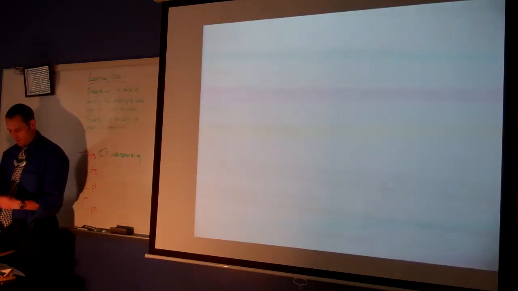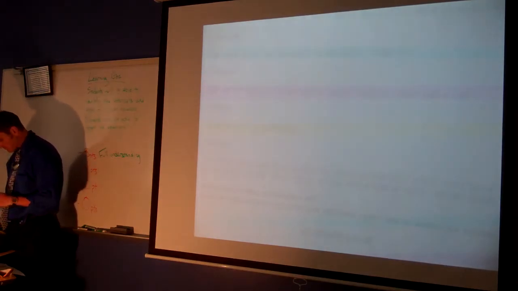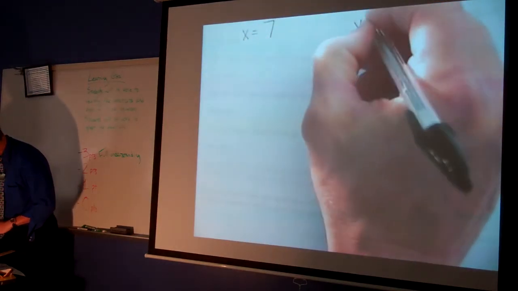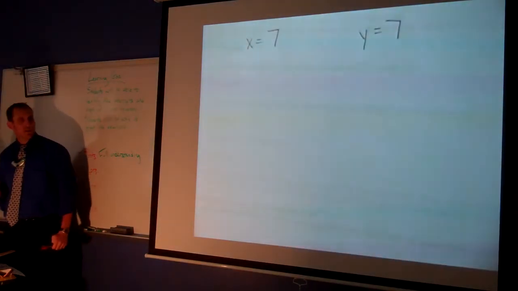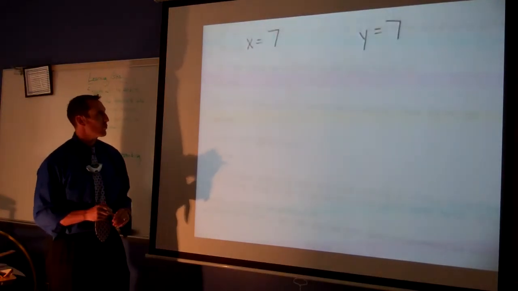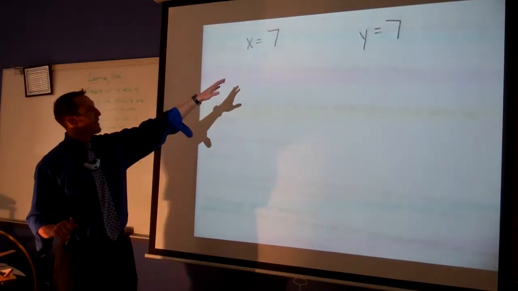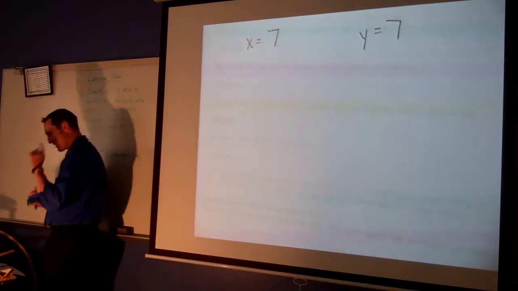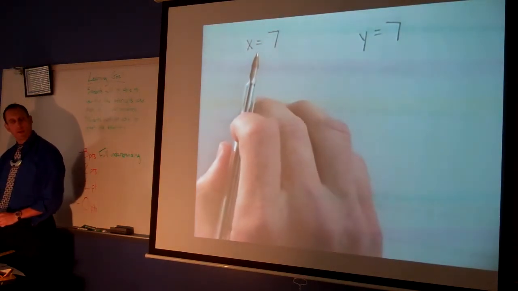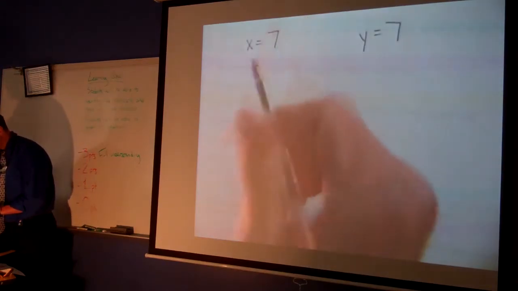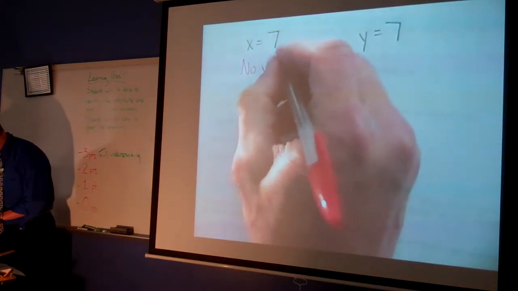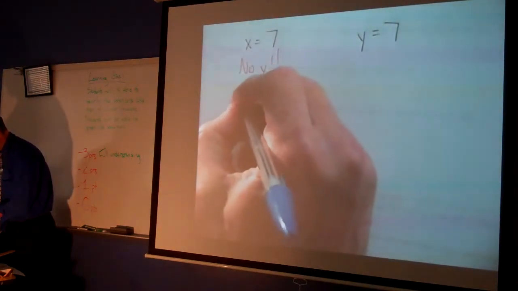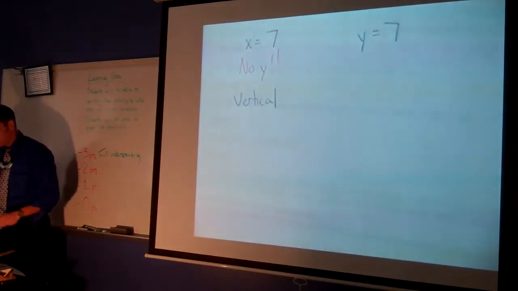Let's do 2 more examples involving my favorite types of lines. Here's an example. x equals 7, y equals 7. Are these lines parallel, perpendicular, or neither? Now, if you're looking at that they both equal 7, you might think, hey, those are the same, it's parallel. But let's think. In the first equation, x equals 7, there's no y. And if there's no y intercept, meaning that this is a vertical line.